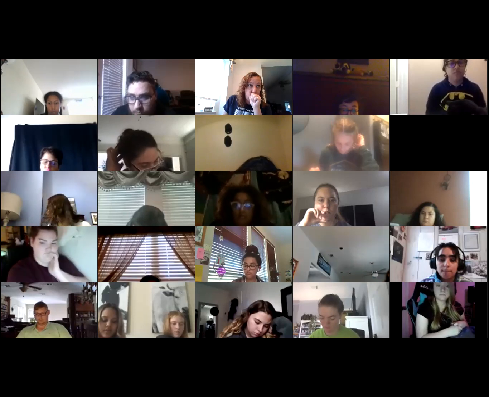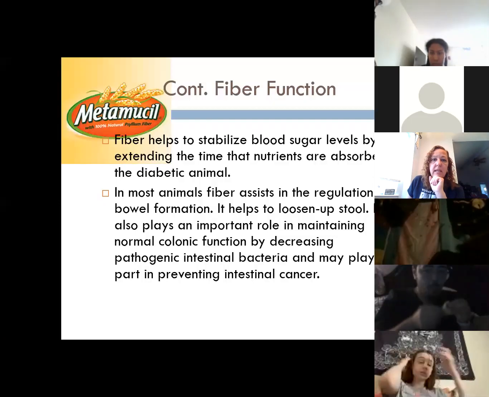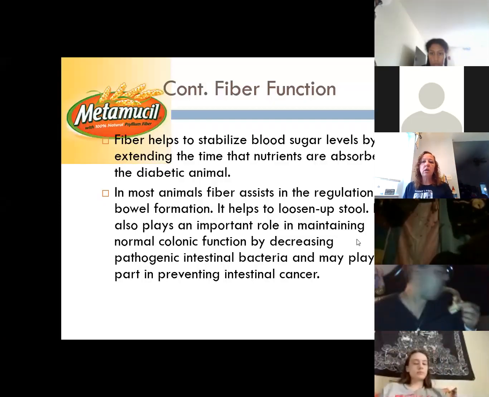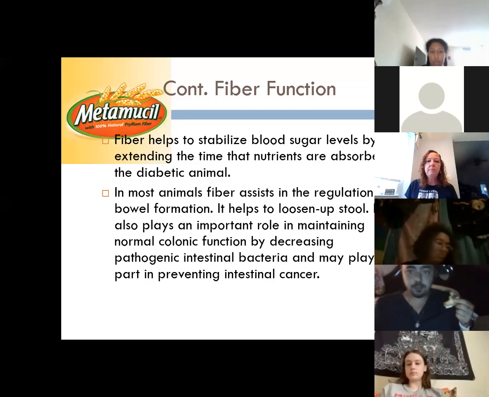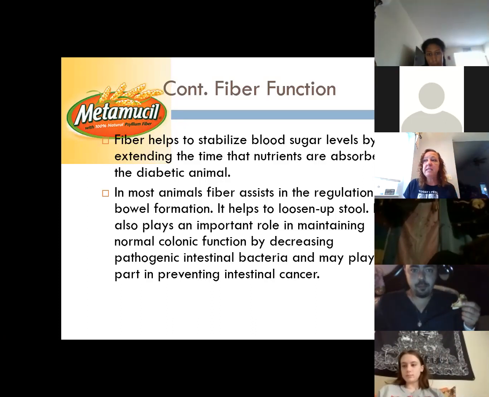So it stabilizes the blood sugar by slowing the uptake of glucose, by slowing digestion, and preventing those postprandial glucose spikes.